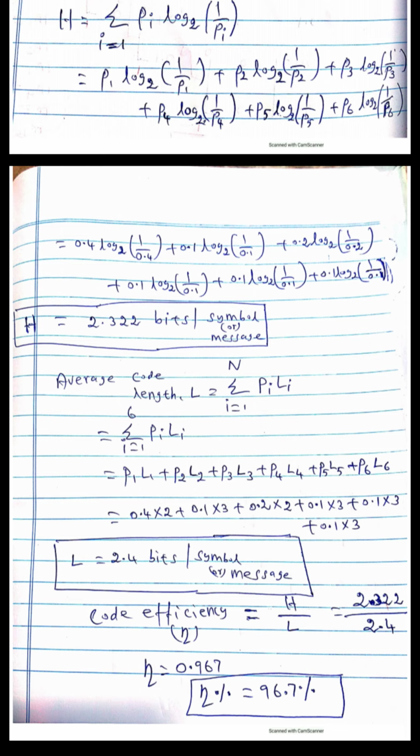Now the code efficiency is equal to capital H by L. Substitute the H and L values. So H value 2.322 divided by L value 2.4. We get 0.967, or in terms of percent, eta is equal to 96.7%. So this is the code efficiency found with the help of Huffman coding.